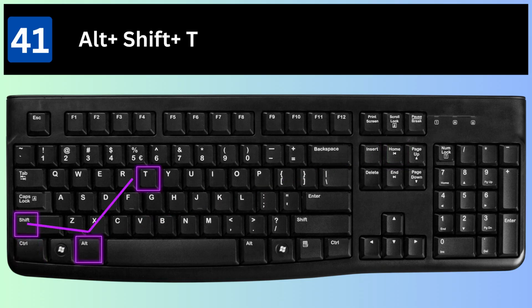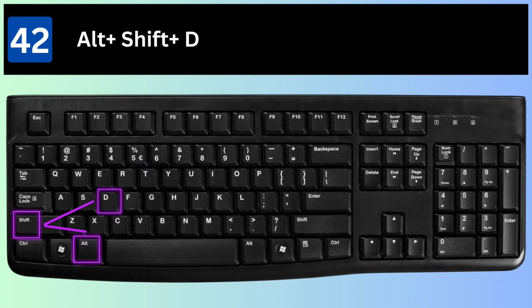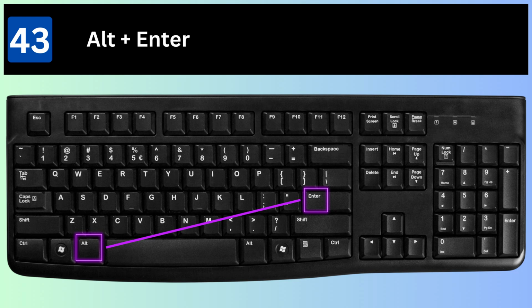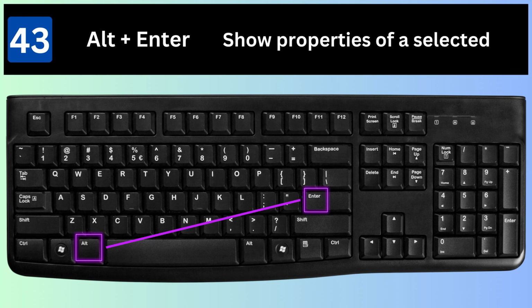Alt plus Shift plus T. To insert current time. Alt plus Shift plus D. To insert current date. Alt plus Enter. Show properties of a selected file or folder.